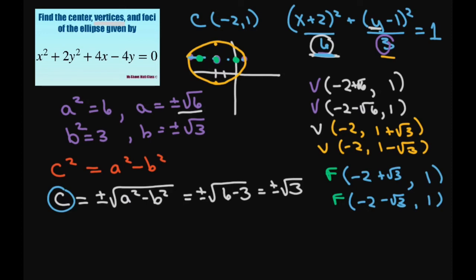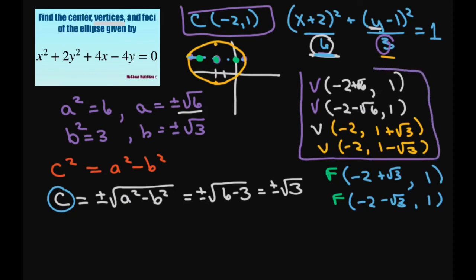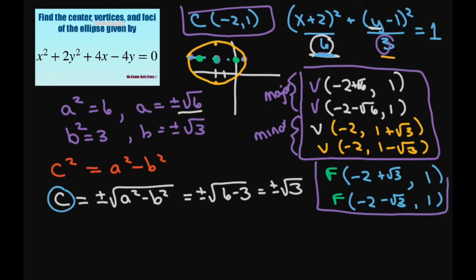Okay, so now we have everything. Here's your center. Here are your 4 vertices. These 2 are your major, and these 2 are your minor. And here are your foci.